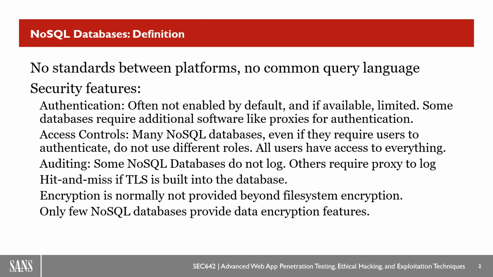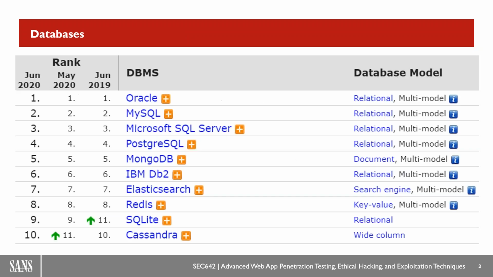Authentication is not always enabled. Access control may or may not exist. Auditing may or may not exist. TLS, or transport layer encryption, may or may not exist. Encryption at the file system may be enabled, but inside the database, field level encryption may or may not be enabled.